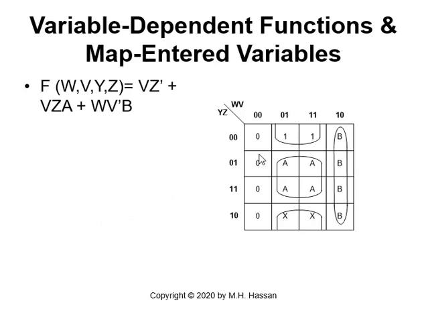A function defined, I have 0, 0, 0, I have 1, 1 here, I have 2 don't cares. But those cells are dependent on the value of A. If A is 0, they will be zeros. If A is 1, they will be 1s. And those cells will be dependent on B. So I can group them together separately. The A and the B are called map entered variables.